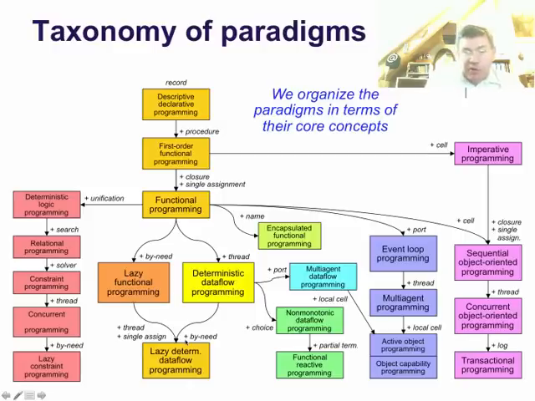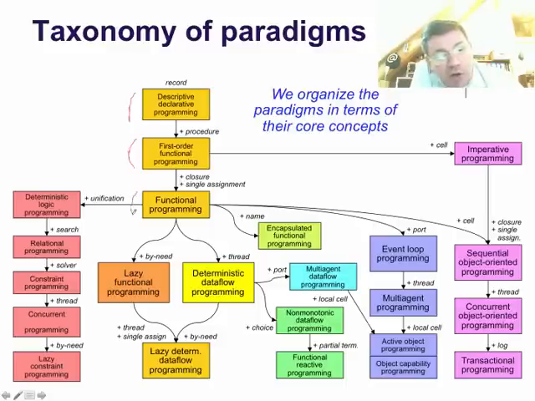So here is, for example, one taxonomy. Here the paradigms are organized in terms of the core concepts of the kernel language. We start with a very simple one, which I call descriptive declarative programming, just records, like basic HTML where you're not running any code, you're just describing things in terms of records. Now, if we add just procedures, no higher order, only first order, we get first order functional programming. And now we can keep going.